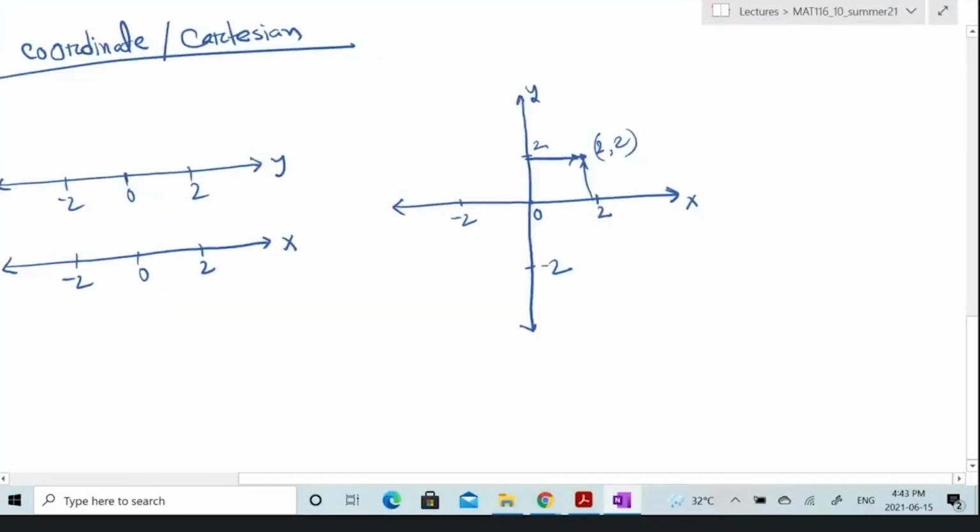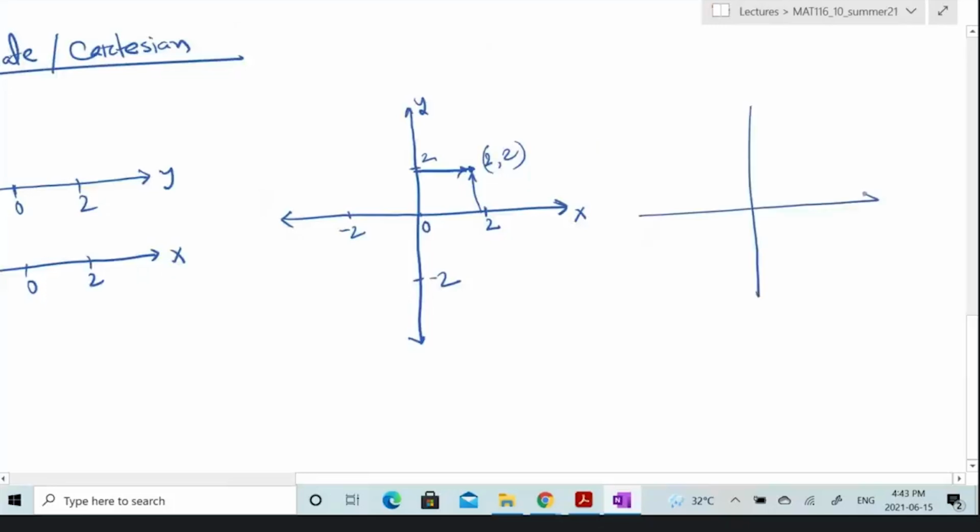If I ask you to plot 3, 2, so this is gonna be 3 and this is gonna be 2. So 3, 2. The 3, or the value of x, tells you that this point P is 3 units further away from the y-axis and 2 units further up from the x-axis. So that means signed distance.